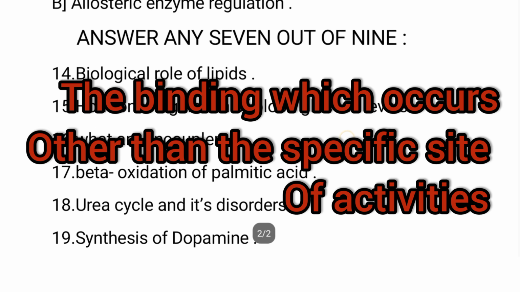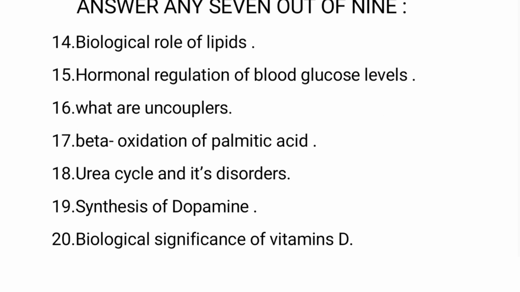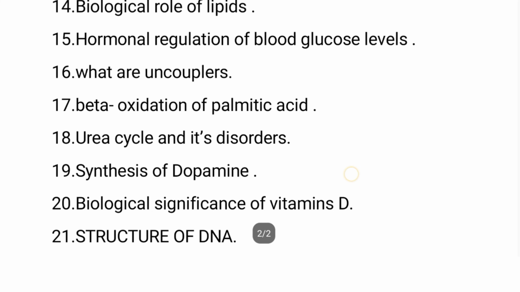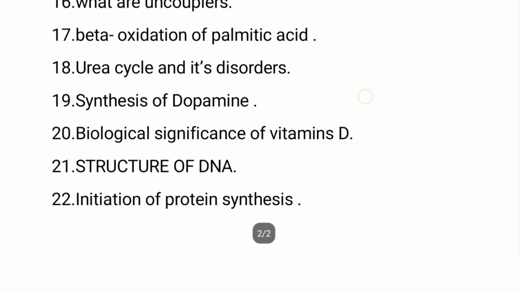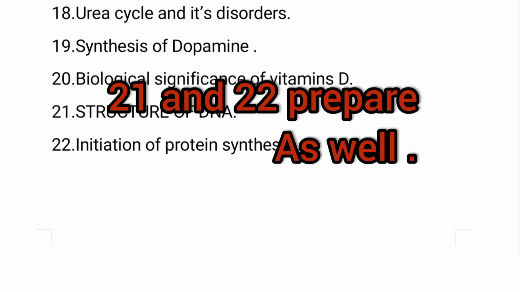Next, answer any 7 out of 9. For the exam, just make a note to see these questions; it may be very helpful. The questions are: biological role of lipids, hormonal regulation of blood glucose levels, what are uncouplers, beta oxidation of palmitic acid, urea cycle and its disorders, synthesis of dopamine, biological significance of vitamin D, structure of DNA, and initiation of protein synthesis. Okay, these are the questions.